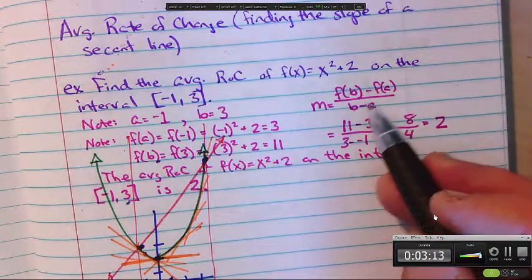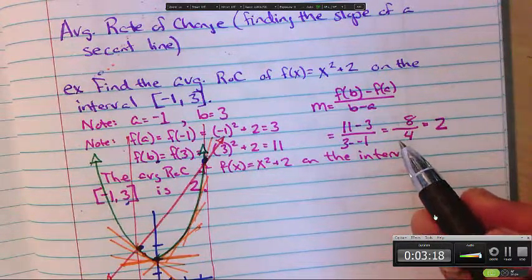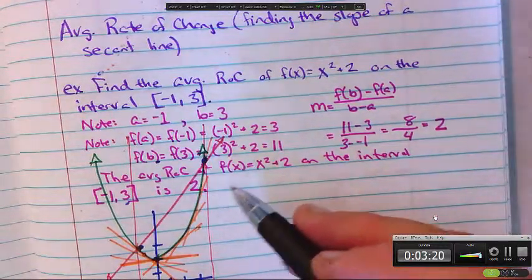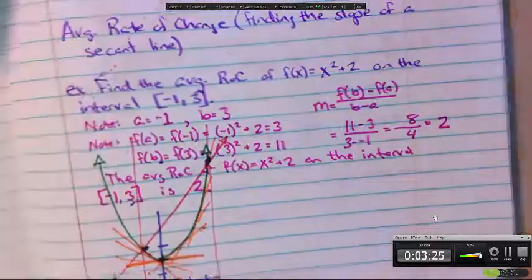The slope, or average rate of change, is f of b minus f of a over b minus a: 11 minus 3 over 3 minus negative 1, which is 8 over 4, or 2. Therefore, the average rate of change of this function on the interval negative 1 to 3 is 2.